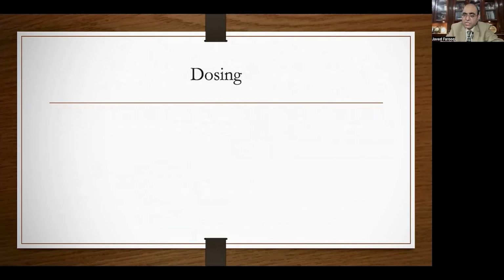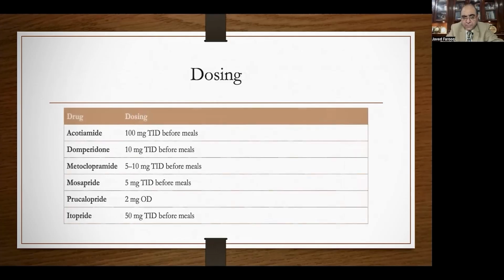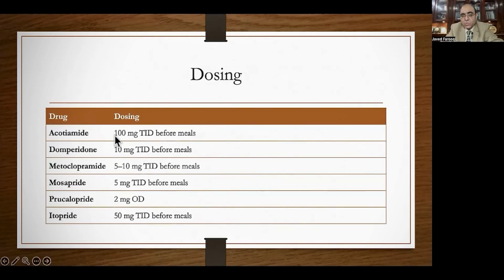What are the dosings of these prokinetics? Acotiamide dose is 100 milligrams 3 times a day before meals. The domperidone dose is 10 milligrams 3 times a day before meals. The metoclopramide dose is 5 to 10 milligrams 3 times a day before meals. The mosapride dose is 5 milligrams 3 times a day before meals. Prucalopride is given as a once-daily dose of 2 milligrams, and Itopride is given 50 milligrams 3 times a day before meals.